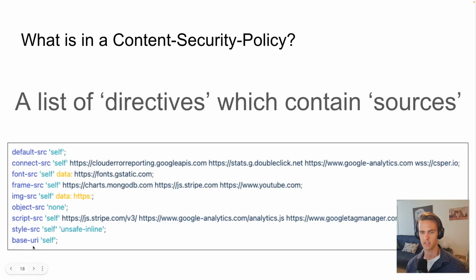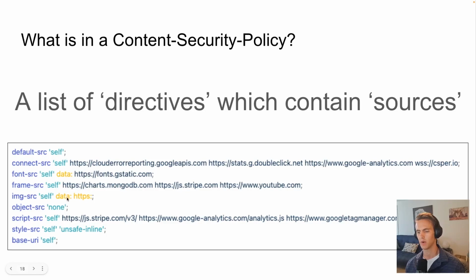We have a base URI. We can see under style source, we allow unsafe inline. So if an attacker is able to find an XSS, they can inject arbitrary CSS. Depending on your security model, this may or may not be acceptable. Object source is none. If you can do this, you should. Image source is self, but we allow images to be embedded through data.